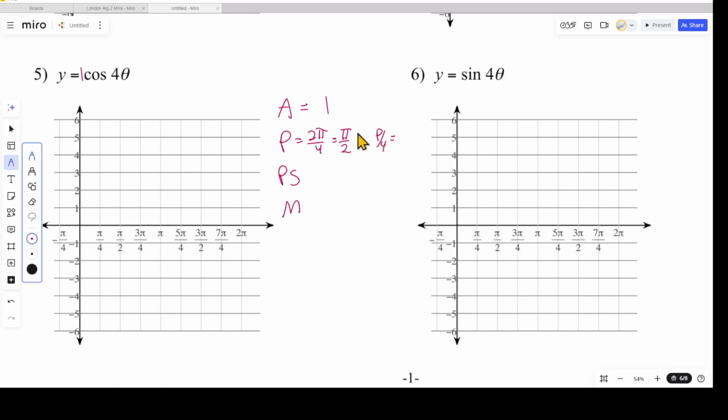To get a quarter period, to divide this by 4, I multiply the denominator by 4. Phase shift inside the parentheses is 0, and then the midline, the vertical shift, is also 0. So plot that point first. I go up the amplitude, down the amplitude, and then over by the period. Make my little box. Then my quarter period is pi over 8. And because it's cosine, it starts high, middle, low, middle, high.